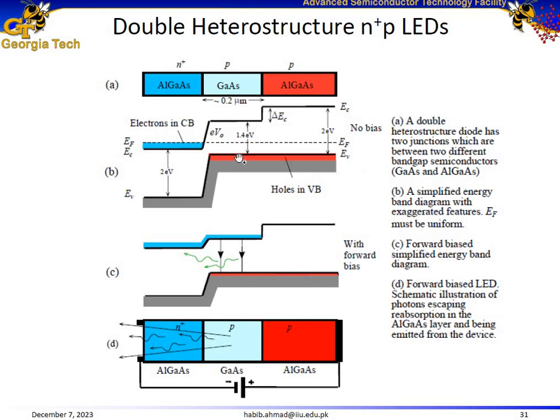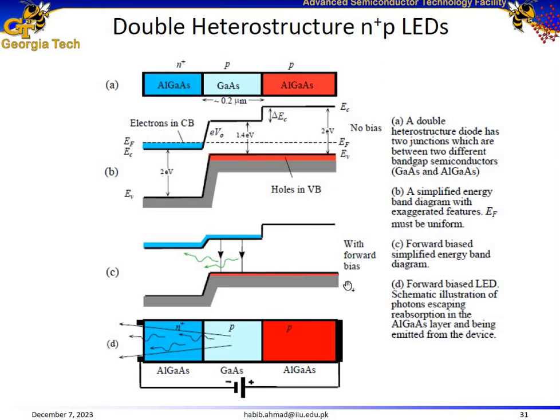Under thermal equilibrium, looking at this energy band diagram, we see that we have plenty of electrons in the conduction band on the left side in this N plus layer, and we have plenty of holes in the aluminum gallium arsenide p-type layer and also in the gallium arsenide p-type layer. But these electrons and holes are not directly aligned, so it's not going to result in the recombination of a lot of carriers.